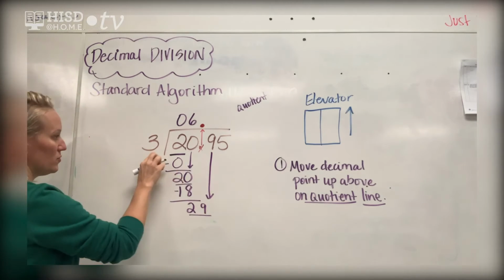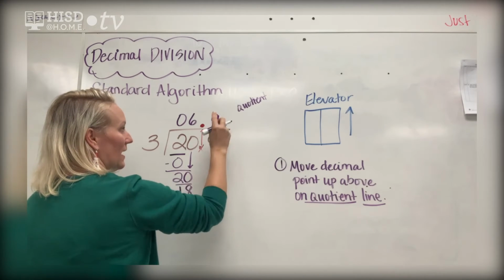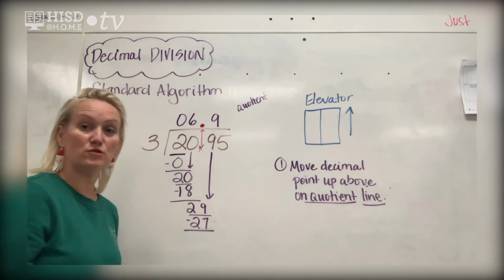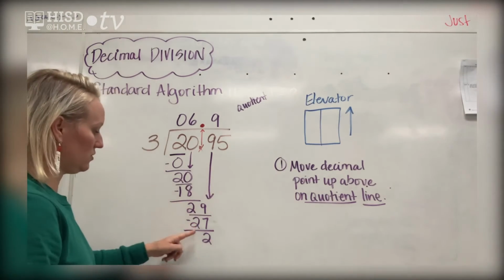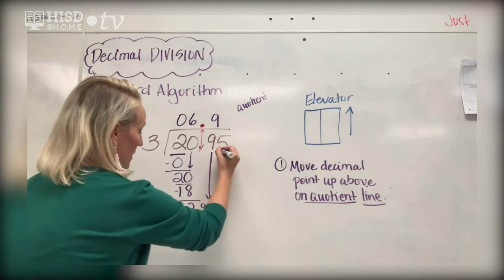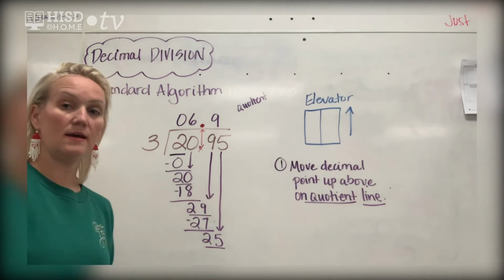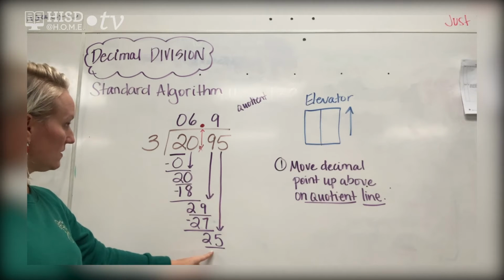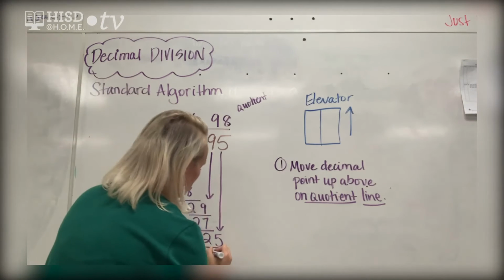29. How many groups of 3 fit into 29? I believe it's 9. 9 groups of 3 is 27. So you should be here. 29 minus 27 is 2. And then 2 minus 2 is 0. So I don't need to put that there, or you can. I also have a 5. Ooh, interesting. Now, how many groups of 3 fit into this? The closest I can get is 8. 8 groups of 3 is 24.